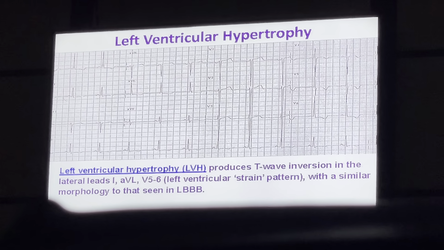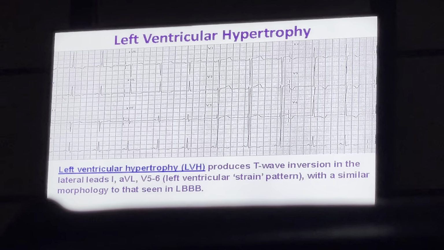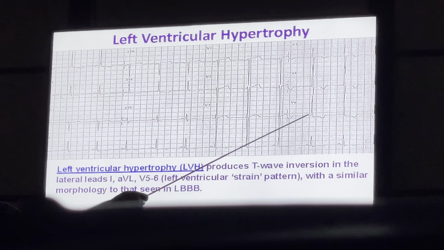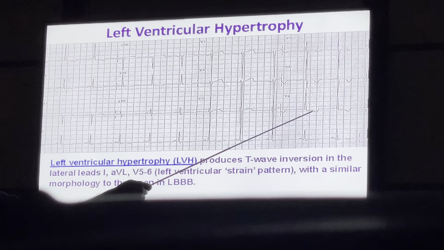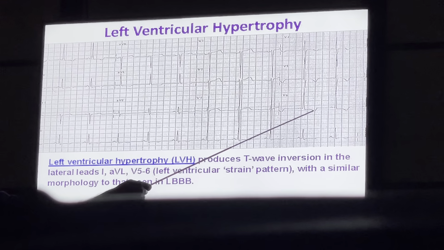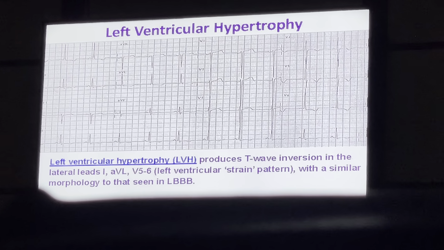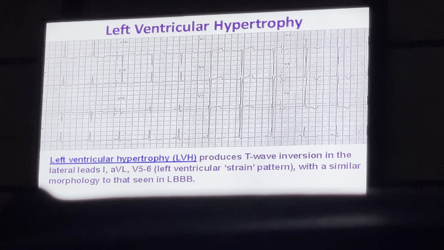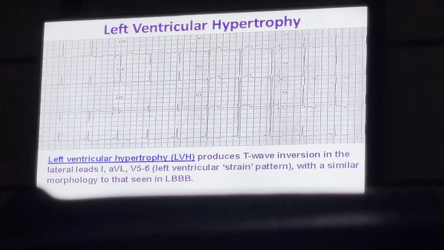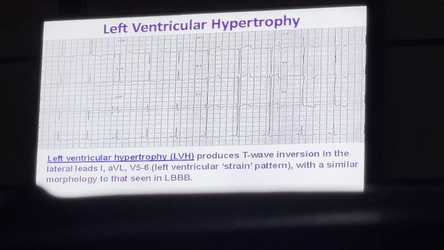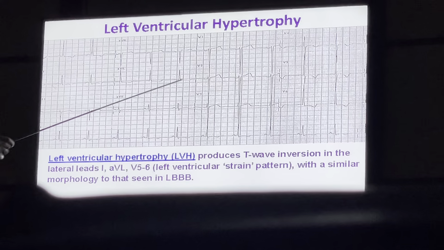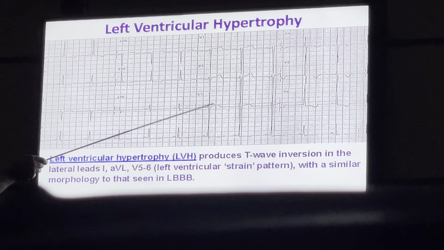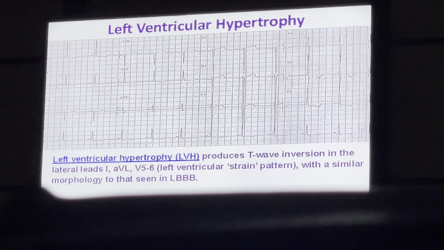Next. So what about these T waves? They are asymmetrical, with downsloping ST segment. One is shallower, other is upright. So what is this? LVH, LV strain pattern. So here you can also see in LVH poor progression of R wave.